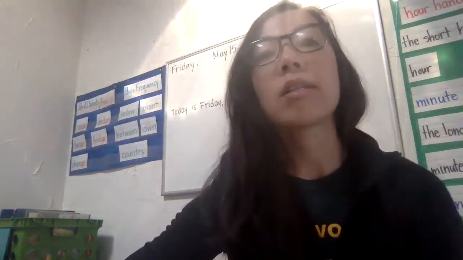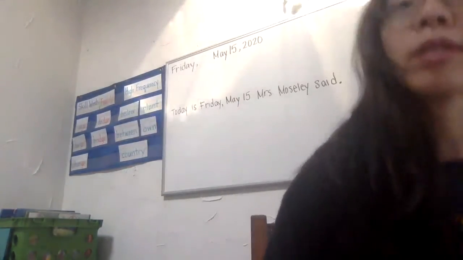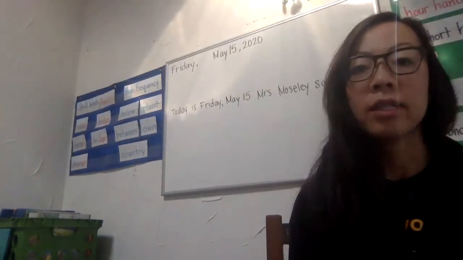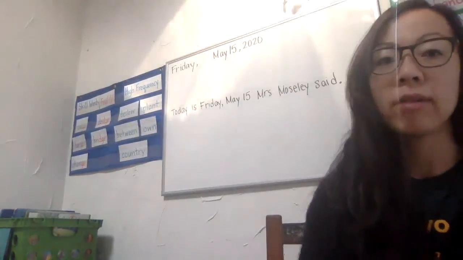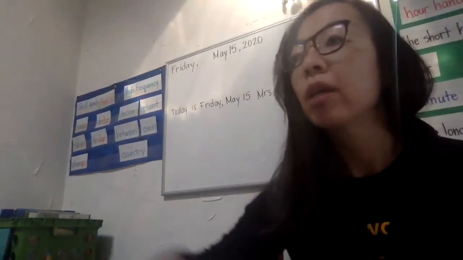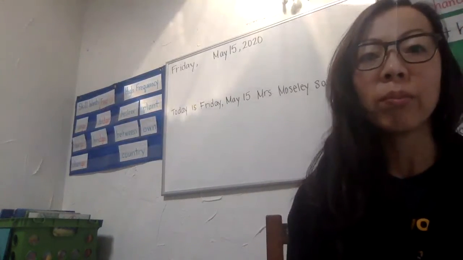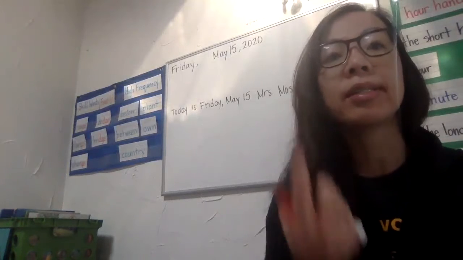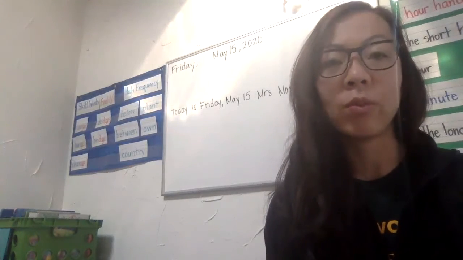Now, today in dialogue, scholars, I want to talk about how we write dialogue when we're writing a paragraph. Here's something I said this morning when we started. Today is Friday, May 15th, Mrs. Moseley said. That's me. I said it. Now, when we're writing about it, we want to take time to think it's a different part of the speech when somebody says it. That dialogue that someone says is different than when we talk about who said it.